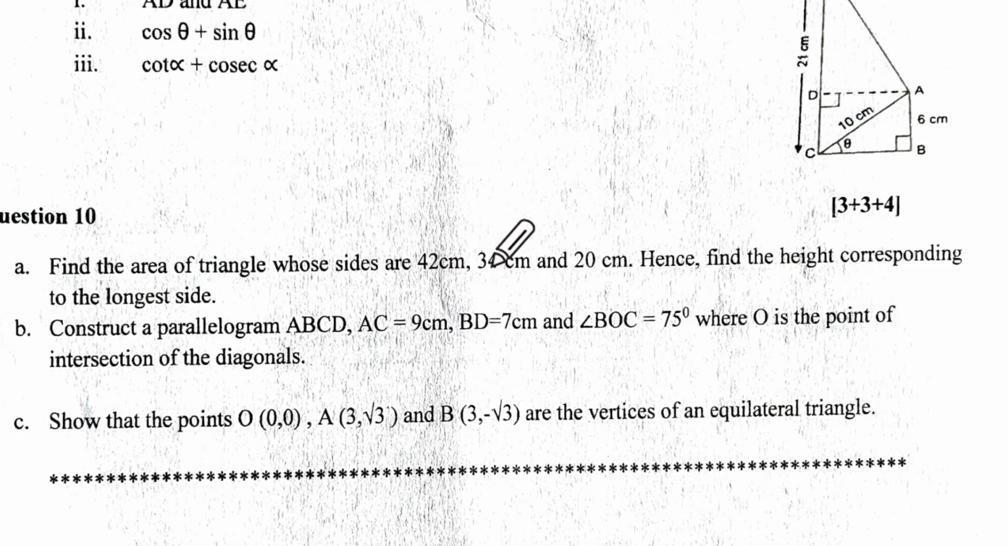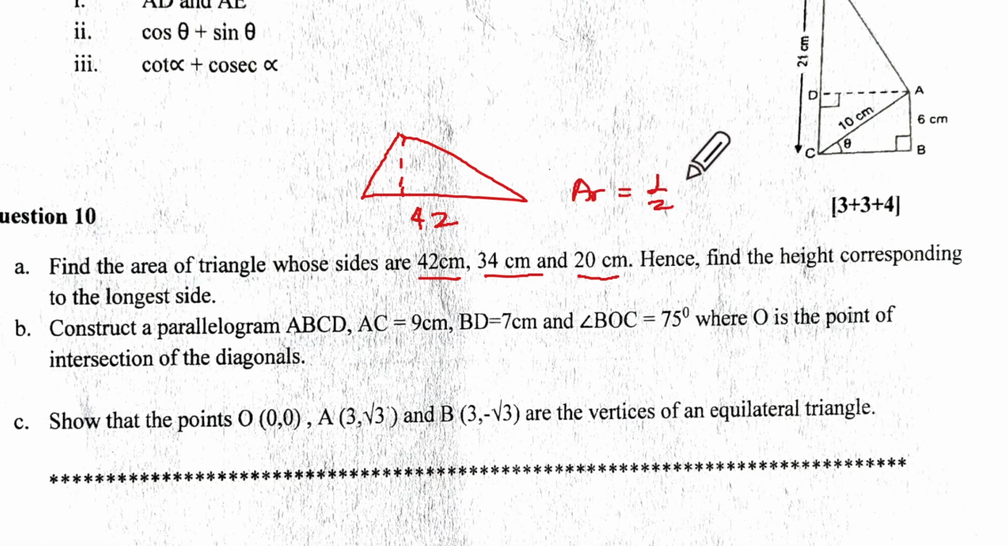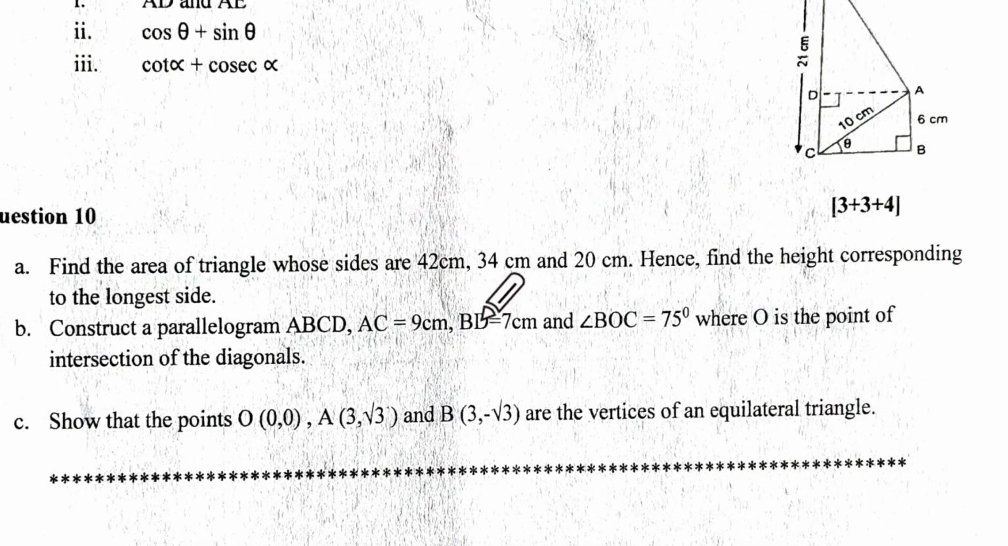Now the last question. Area of the triangle, sides are given. So scalene triangle, Heron's formula, you can do it. Hence find the height corresponding to the longest side. Longest side is 42, so area is equal to half base into height, which will be half into 42 into the corresponding height, and area you already found out using Heron's formula. Can we do it?